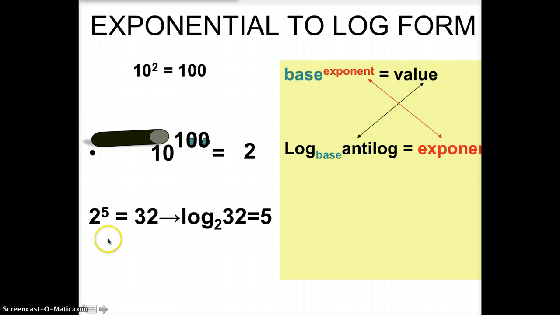And again, here's another illustration of that. 2 to the 5th equals 32. That's a true statement. To change it into logarithms would be log base 2 of 32 is 5.